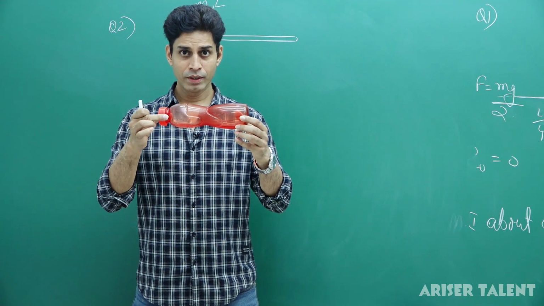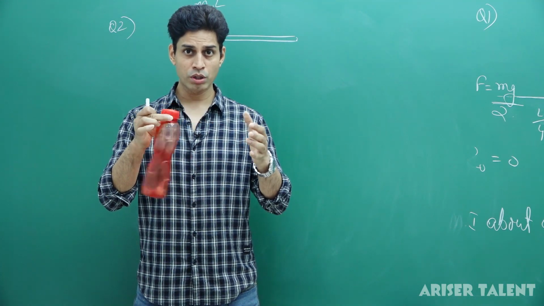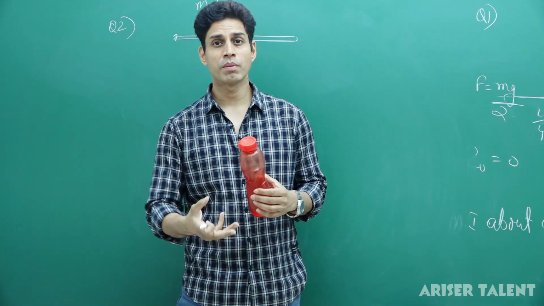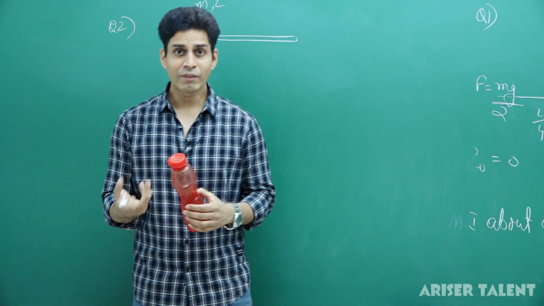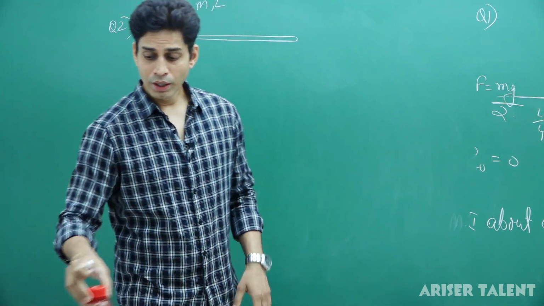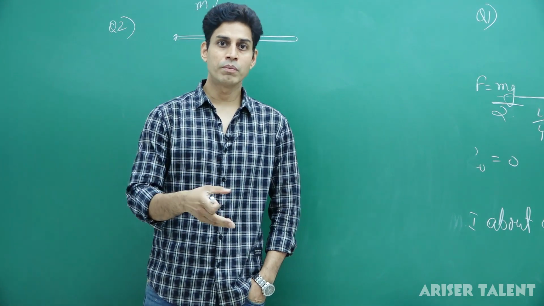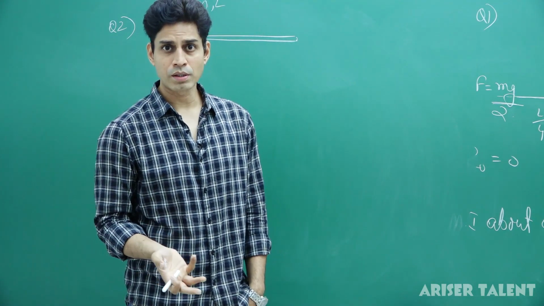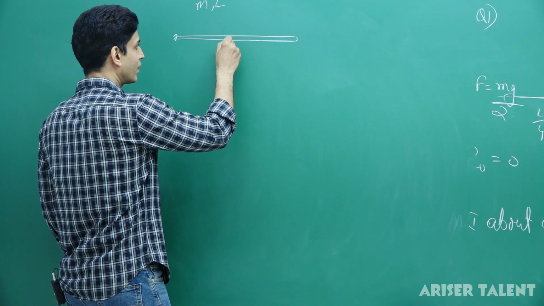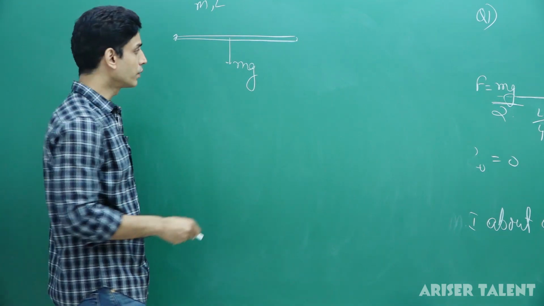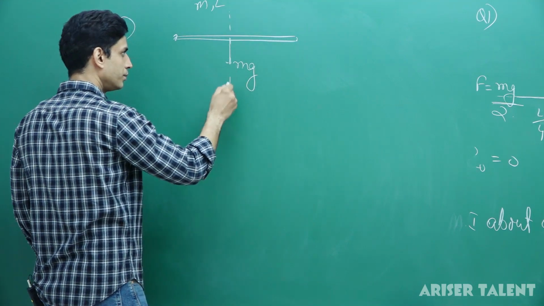Okay, getting it? As this rod is released from the horizontal position, it is rotating. Now, which force is responsible for its rotation? Gravitational force, mg. And for a continuous uniform body, the center of gravity is the center of mass. So basically, mg is acting at the center, downward. Fine. Now this is the line of action.